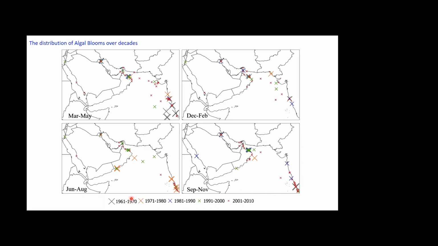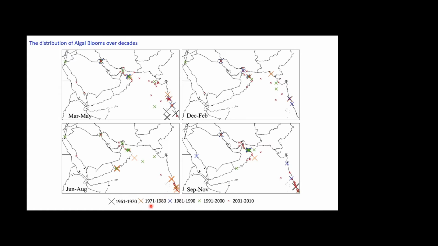You can see here, starting from the first decade, between 1961 and 1970, indicated by the big X here, the blooms were basically recorded in the lower latitude. It is just along the coastline of India, and it was in March to May, so it's in the northeast monsoon. It was also recorded in the southwest monsoon, in similar areas in the lower latitudes near the Indian coastline.